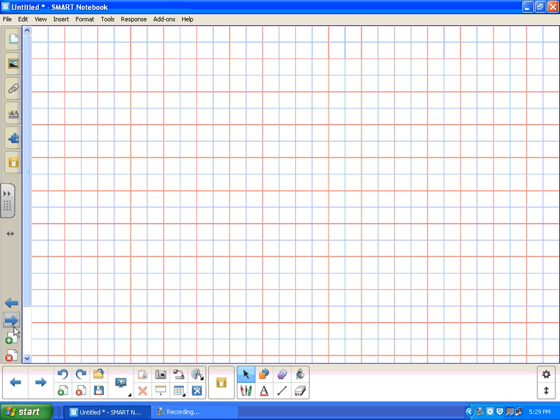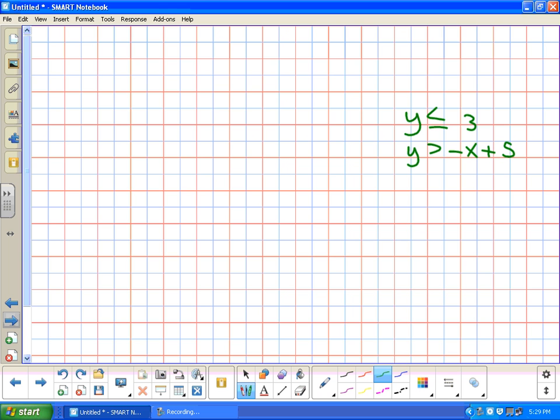In this first example, we have two inequalities. y is less than or equal to 3, and y is greater than negative x plus 5. So we'll begin by making our x and y axis. We're going to graph these lines one at a time. Both of them are solved for y.